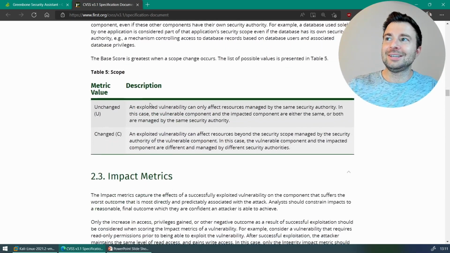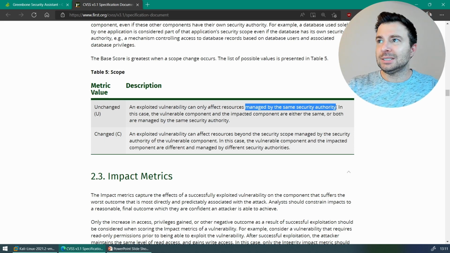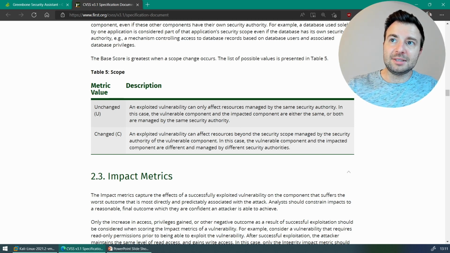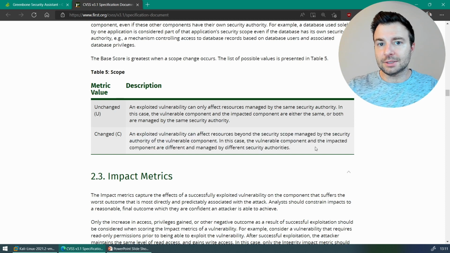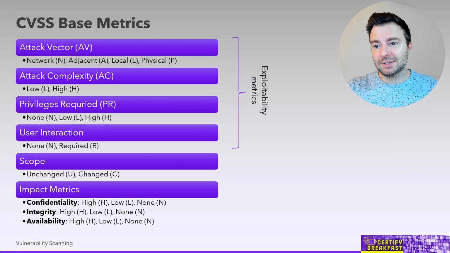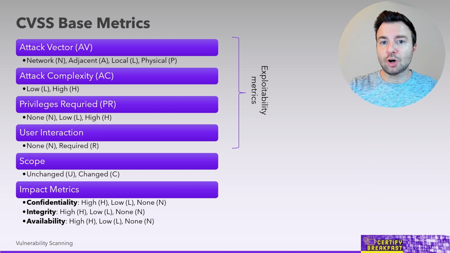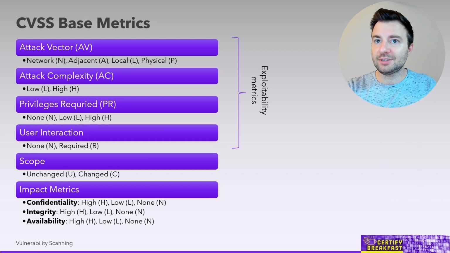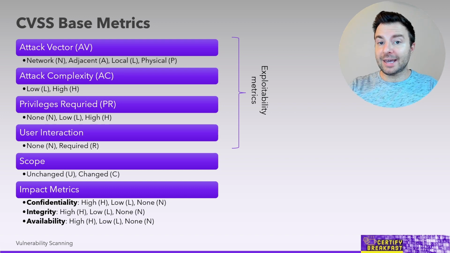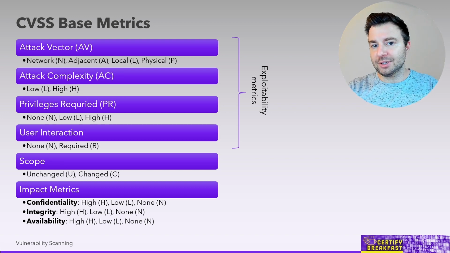So unchanged means that the exploited vulnerability can only affect resources managed by the same security authority. Pretty complicated way of saying that you're not affecting any other resources, while changed means that we are actually affecting other resources as well. And finally, we have the impact metrics. How are we impacted from a confidentiality perspective, integrity perspective, or availability perspective if that vulnerability gets exploited?